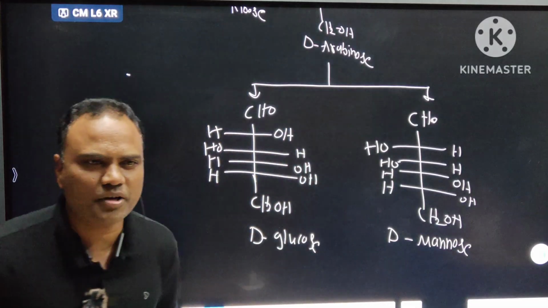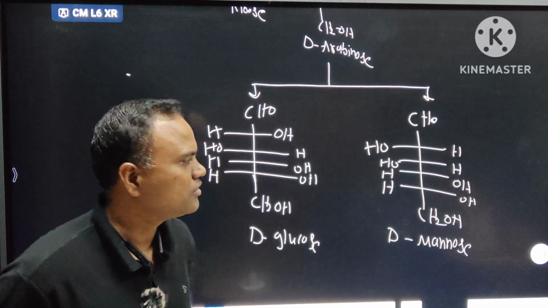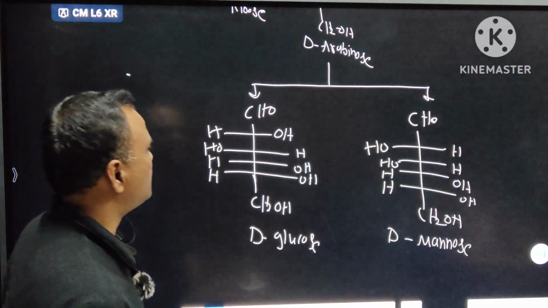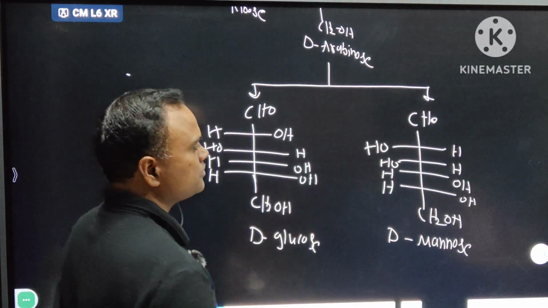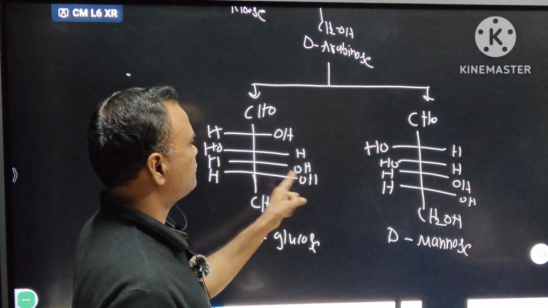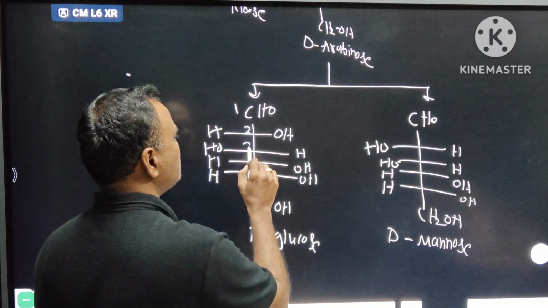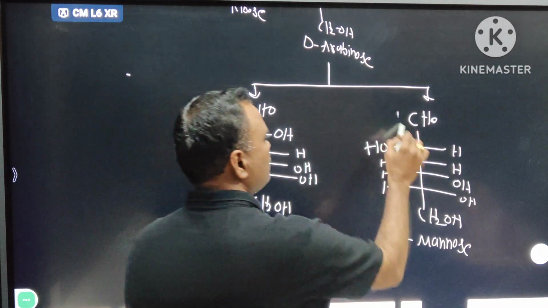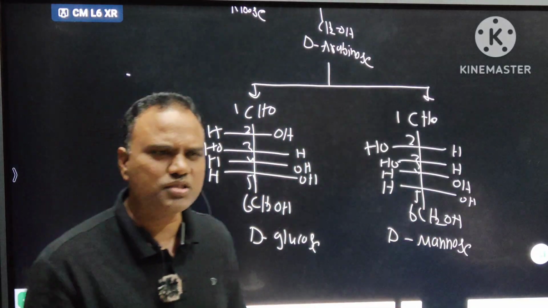D-glucose and D-mannose. What is the relationship between these two? Which isomers are these two? At which carbon do they differ? First carbon? C2. 1, 2, 3, 4, 5, 6. All are C2 epimers only.